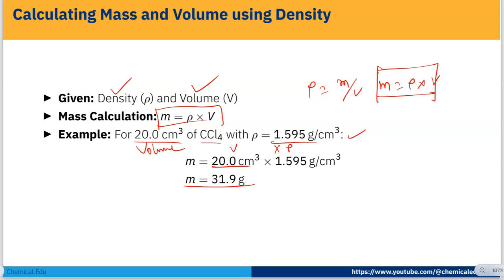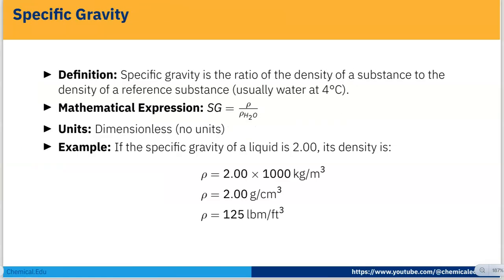Now we know the unit of volume is centimeter cube and rho is gram per centimeter cube, so that will cancel out, leaving gram. So mass is 31.9 gram.